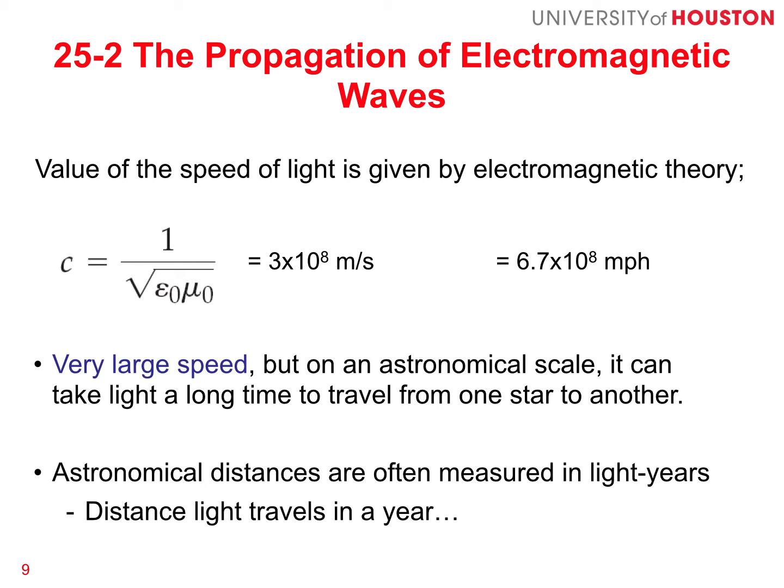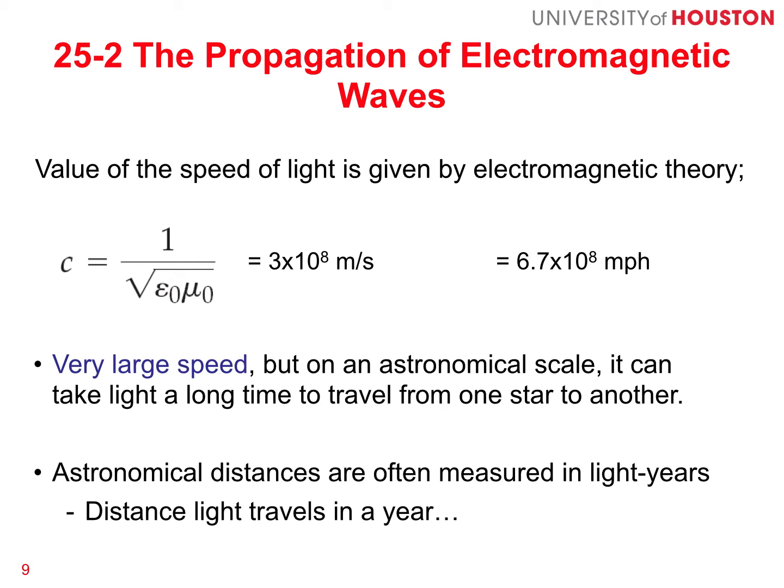However, on an astronomical scale, it indeed can take light a long time to travel from one star to another. One example is it takes about 4 years for light from our star to travel to the nearest star. Because of this, we often measure astronomical distances in light years, and 1 light year is the distance that light will travel in a year.